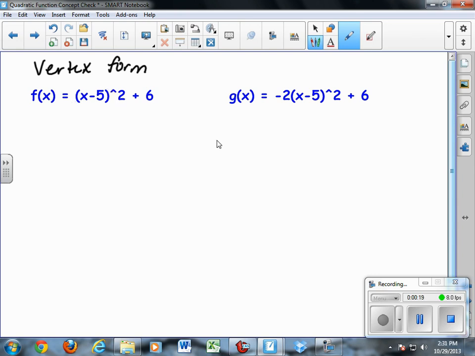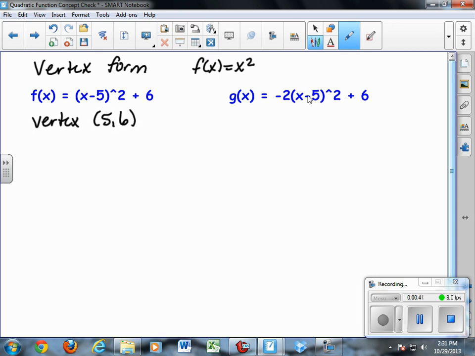We started with the basic parent function f of x equals x squared, and now we've subtracted 5 inside the function and added 6 outside the function. So that means the graph has shifted 5 to the right and 6 up, making the vertex now, instead of being 0, 0, the vertex is 5, 6.